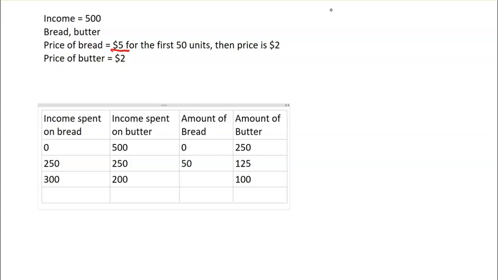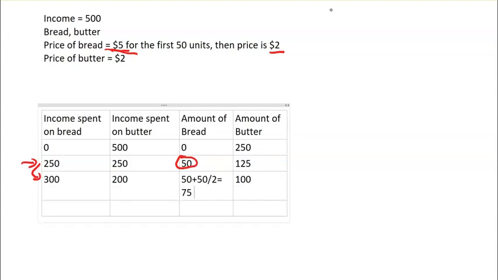For the first $250 that we spent, we were able to buy the bread at $5 a unit, and the amount of bread we bought was 50. Now for the next $50 that we spend, we can buy the bread at $2 a unit. So we have 50 plus the additional 50 divided by the price of bread, which gives us 75 units of bread.